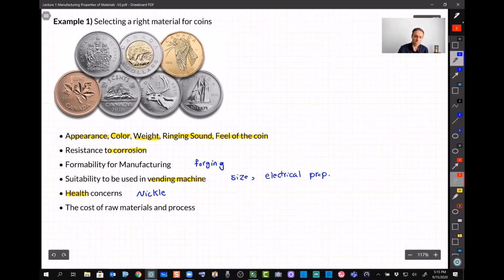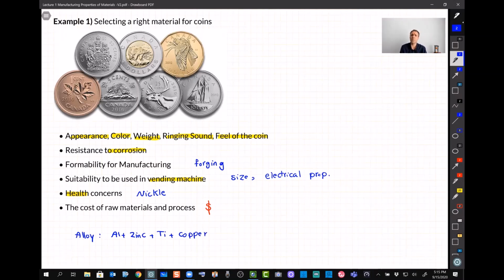And also the cost. So far you may say, well, I'm going to go with gold. Gold is the best, and it satisfies all of these criteria, but it's going to be very, very expensive, right? So maybe 1,000 years ago, gold would have been a good option, not today. So that's why people switched to an alloy, which is a combination of aluminum plus zinc plus tin plus copper. But you can Google the combination and the percentage of each of these materials. And that's a successful candidate for coins.